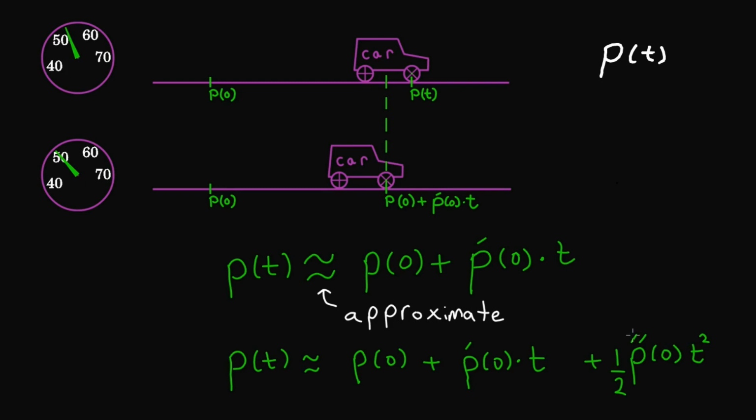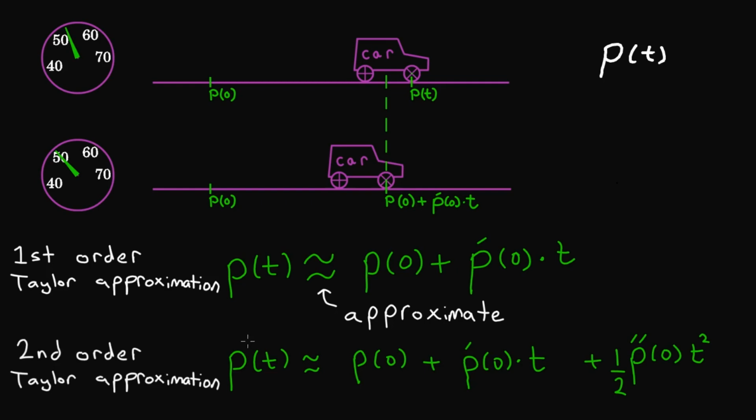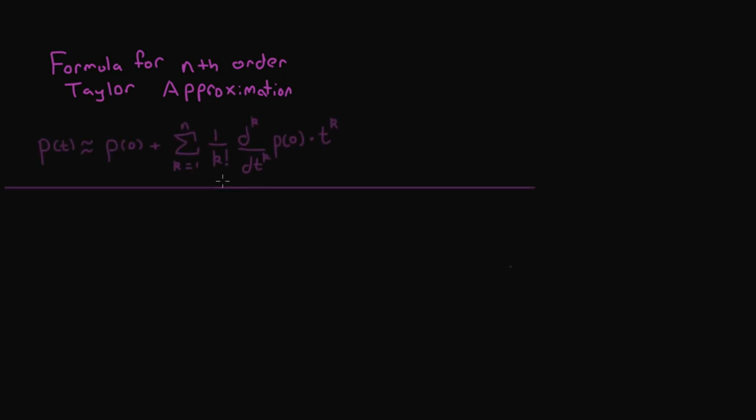I hope these approximations look familiar to you. The first one is the first order Taylor approximation, and the next one is the second order Taylor approximation. Notice that both approximations are polynomials in this variable t. For completeness, I'll show you the formula for the nth order Taylor approximation. It takes the following form.